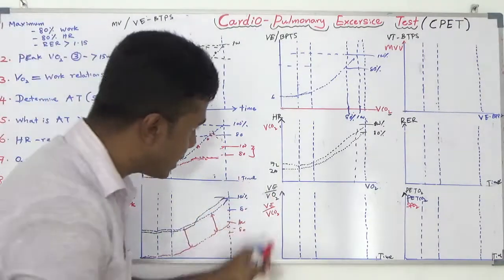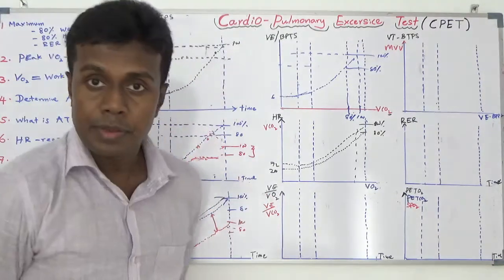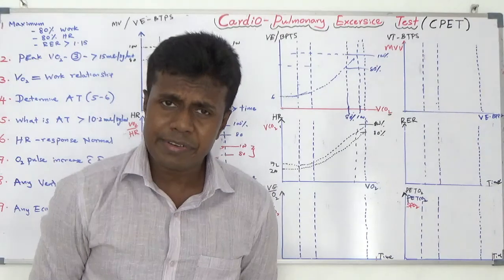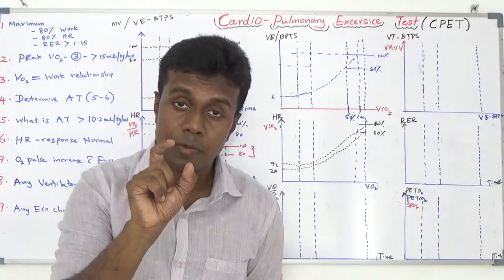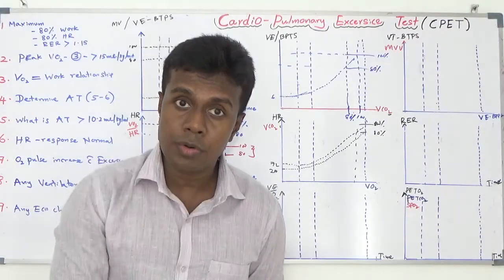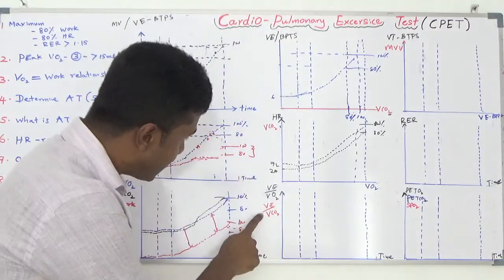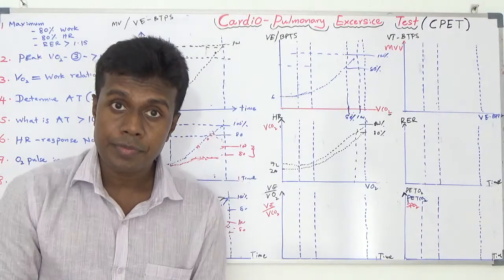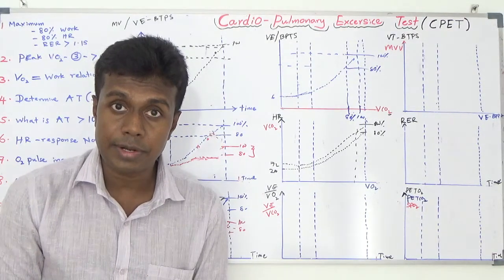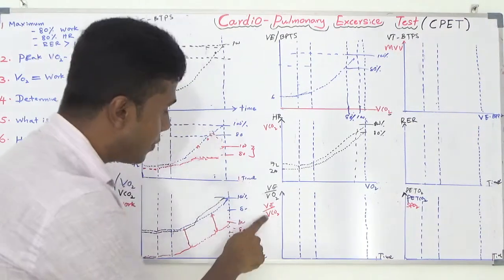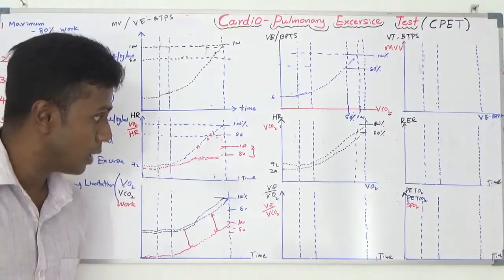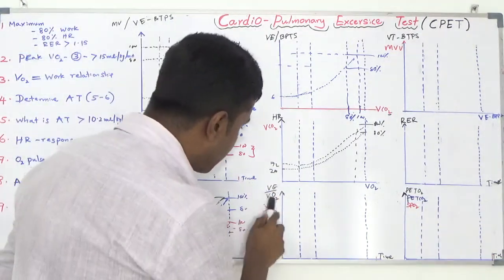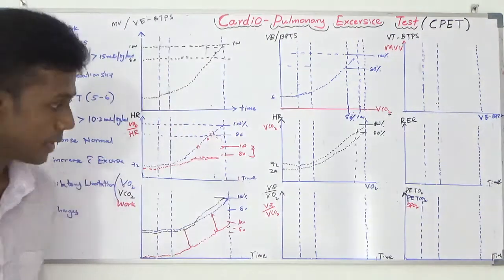Graph 6 says VE divided by VO2, which means ventilatory equivalent for oxygen. VE divided by VCO2 means ventilatory equivalent for carbon dioxide. Ventilatory equivalent for oxygen, ventilatory equivalent for carbon dioxide. If I draw the ventilatory equivalent for oxygen, it will be like this.